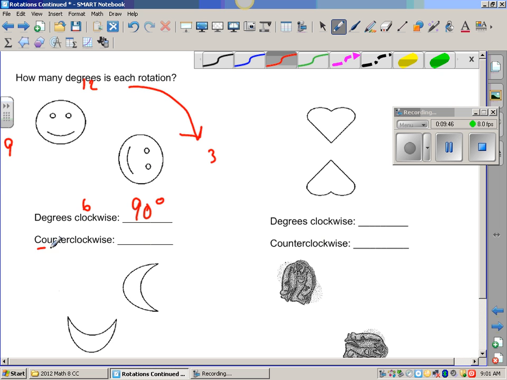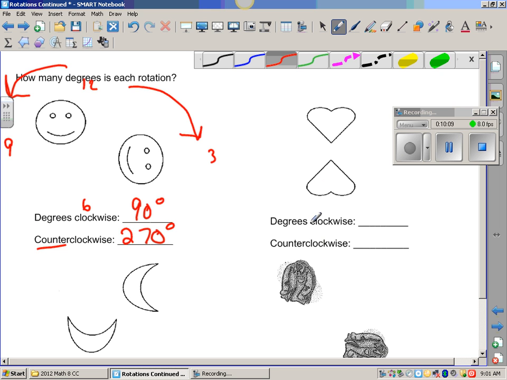Well, how about if I go counterclockwise? Counterclockwise means the opposite direction, towards the 9. Over here would be 90, down here would be 180, and up here would be 270. We should remember this from yesterday, that those two values are equivalent. That's why you only needed to memorize the 3 rules, because they can be used either way, but you got to keep track of which two values are equivalent.